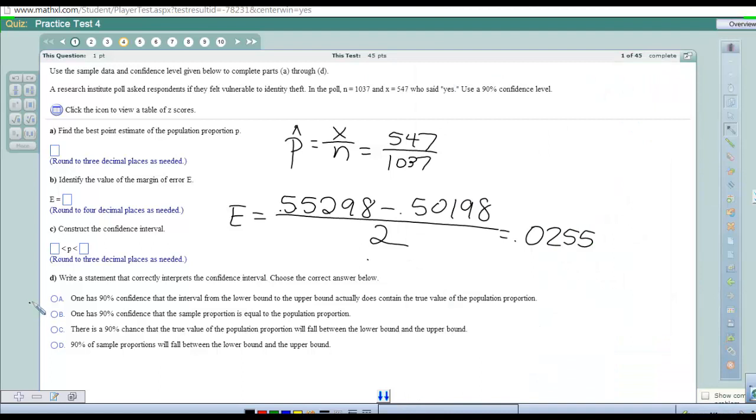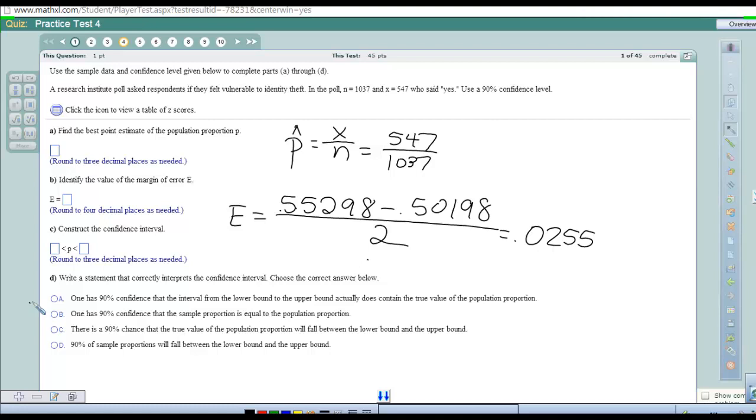Then it says write a statement that correctly interprets the confidence interval. Choose the correct answer below. One has 90% confidence that the interval from the lower bound to the upper bound actually does contain the true value of the population proportion. One has 90% confidence that the sample proportion is equal to the population proportion. There's a 90% chance that the true value of the population proportion will fall between the lower bound and upper bound. 90% of the sample proportions will fall between lower bound and upper bound. Which one of these is the correct interpretation?